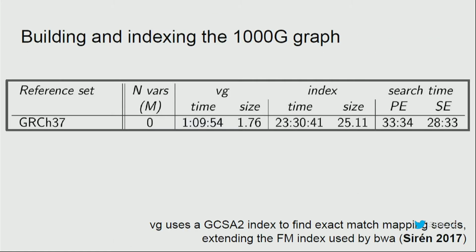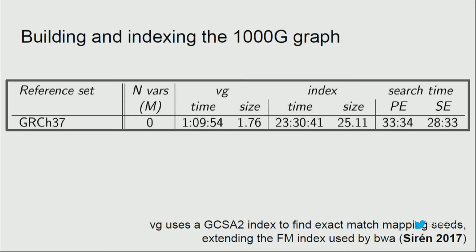So as a baseline for indexing and construction, we construct the linear graph made from the reference genome that the 1,000 genomes was aligned to. There are no variants in it. It takes about an hour. It makes a file that's about 2 gigabytes large. And then we index it for search based on techniques developed by Jouni Sirén, who's really been instrumental in this work, a generalization of the FM index used by BWA-MEM that works on graphs.